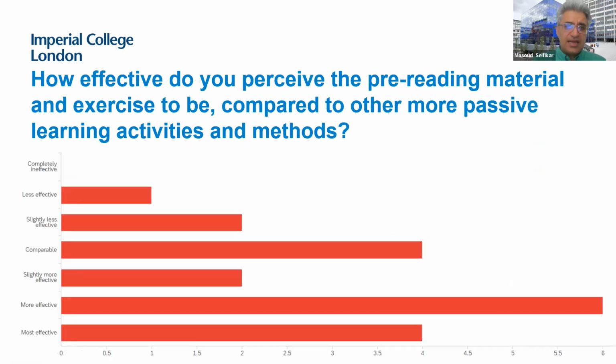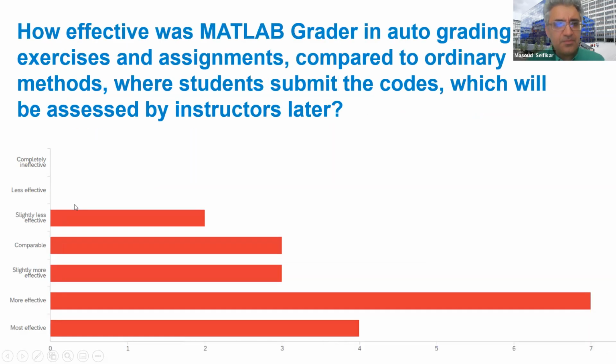So I asked, how effective do you perceive the pre-reading material and exercises to be compared to other more passive learning activities and methods? You see that it was positive. Most people said effective, slightly more effective, or most effective. Some people said comparable. A couple of people, only one student, said less effective.